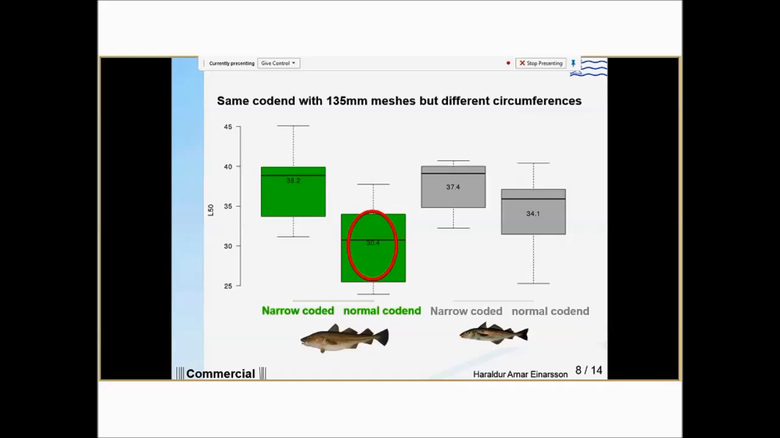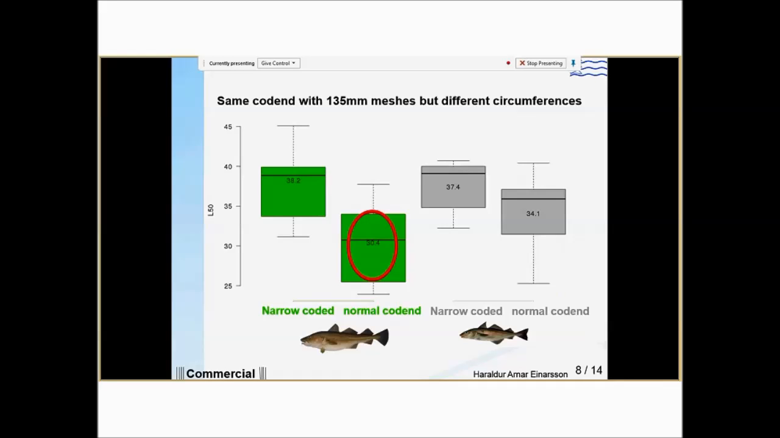So what we did see here is when we have a narrow codend, we are getting better selectivity, 38.2 centimeters in cod. And the same did we see in the haddock, 37.4.